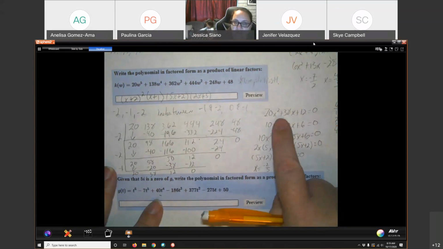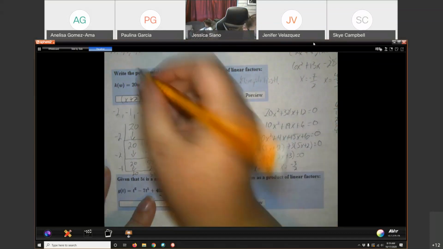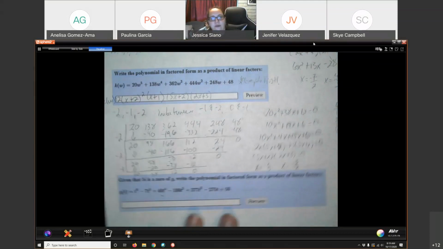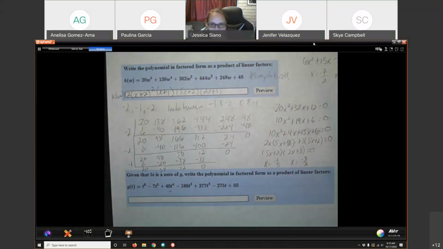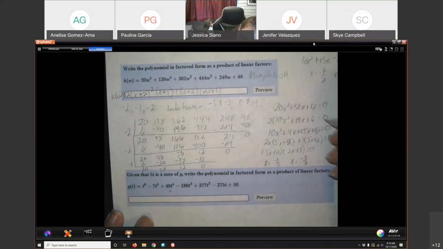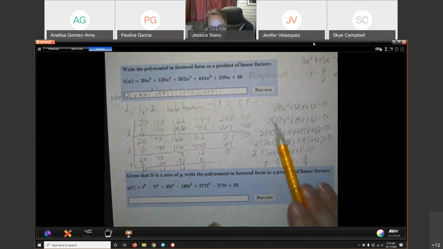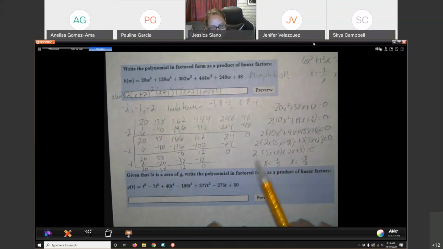I GCF'd out a 2. So I have to put that back in front. Because really this all should have been like this. So this 2 that I GCF'd out on that step, it goes in front.